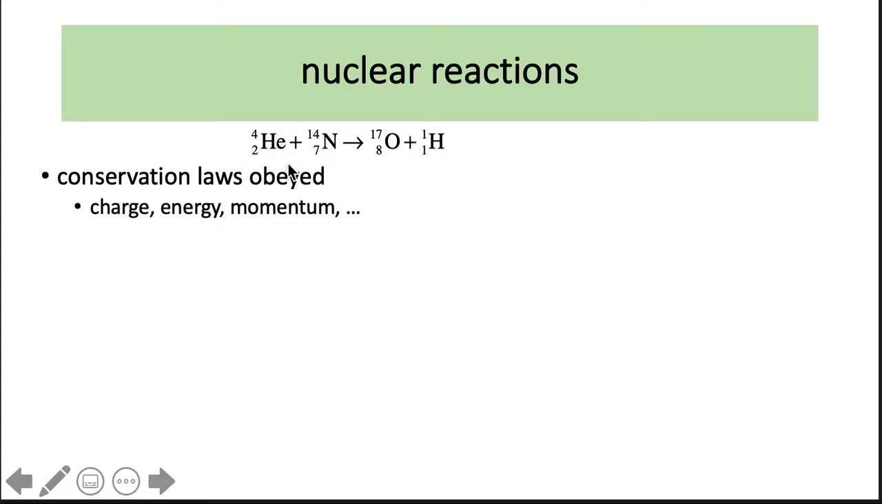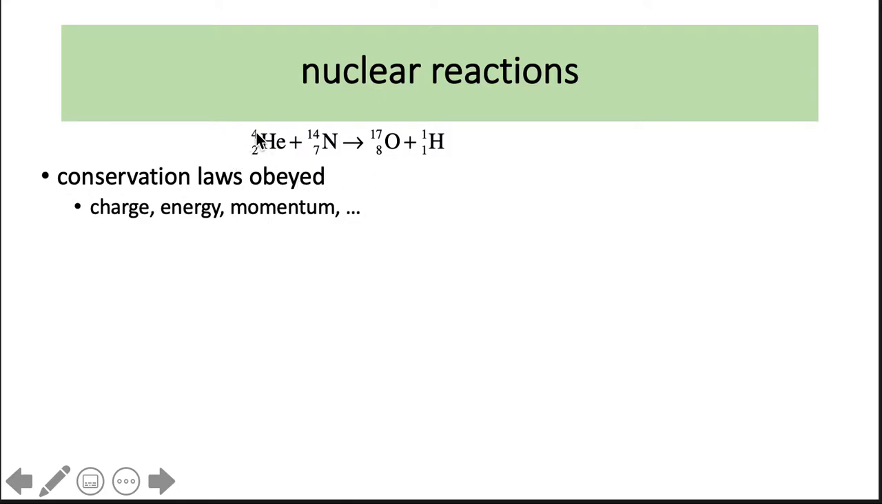So I've got helium-2,4 plus nitrogen-7,14, and then an arrow for a reaction goes to oxygen-8,17 plus hydrogen-1,1. And the subscripts on the left, those are the charges in the nucleus. So you can see 2 plus 7 is 9, 8 plus 1 is 9. Charge is conserved.